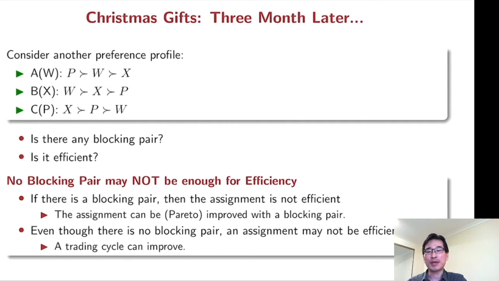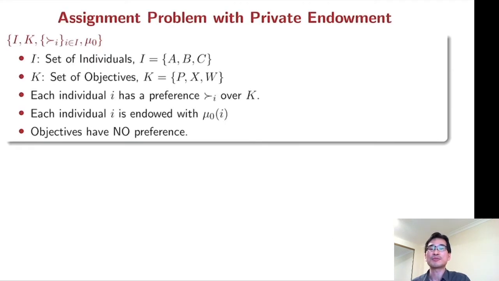So no blocking pair may not be enough for efficiency. If there is a blocking pair, then of course the assignment is not efficient, because the assignment can be improved with that blocking pair. But even though there is no blocking pair, an assignment may not be efficient because a trading cycle can make them better off. So this is an assignment problem with a private endowment.